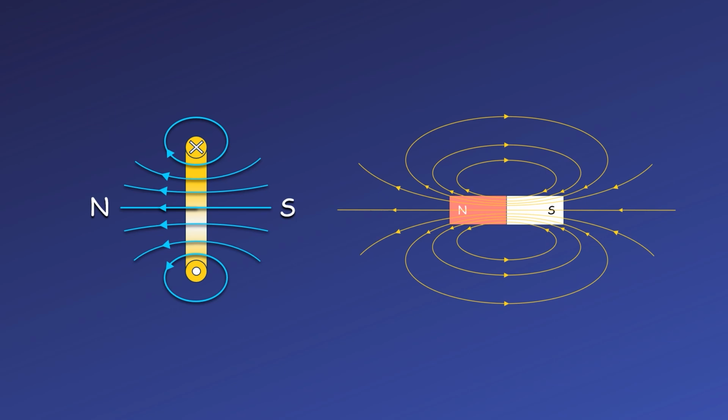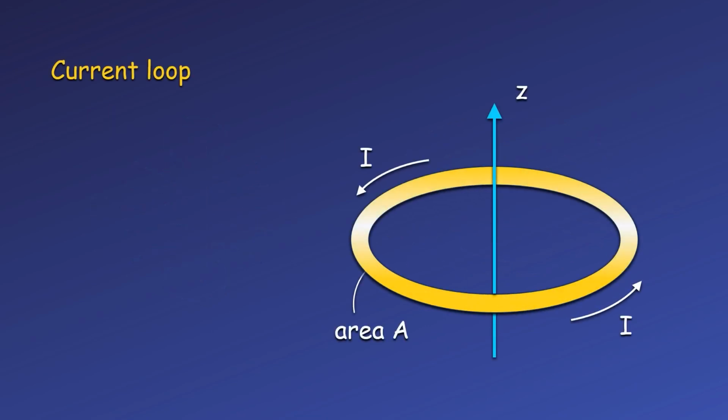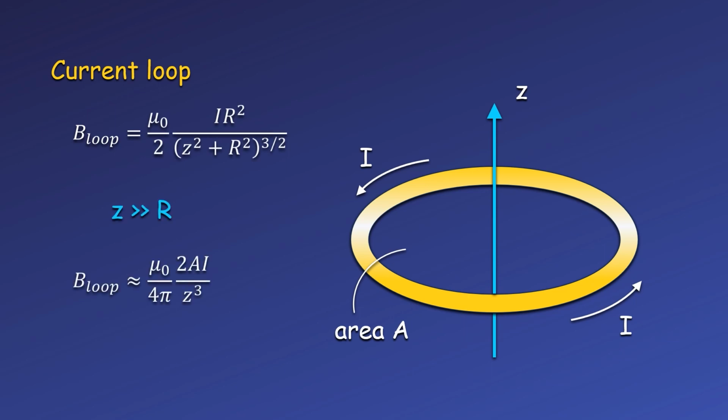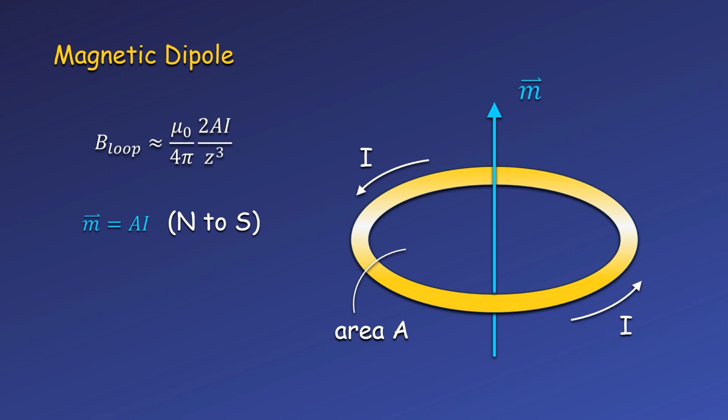Looking closer at a current loop, the field away from the center of the loop is a little more complicated. But if we look far enough away, at a distance much larger than the radius of the loop itself, we can use this approximation for the field of the loop. Notice that we can write the field in terms of the area of the loop. We will now define the area of the loop times the current to be the magnetic moment of the current loop. This will be a vector quantity that points from the south pole to the north pole and is analogous to the dipole moment we saw for an electric dipole in electricity.